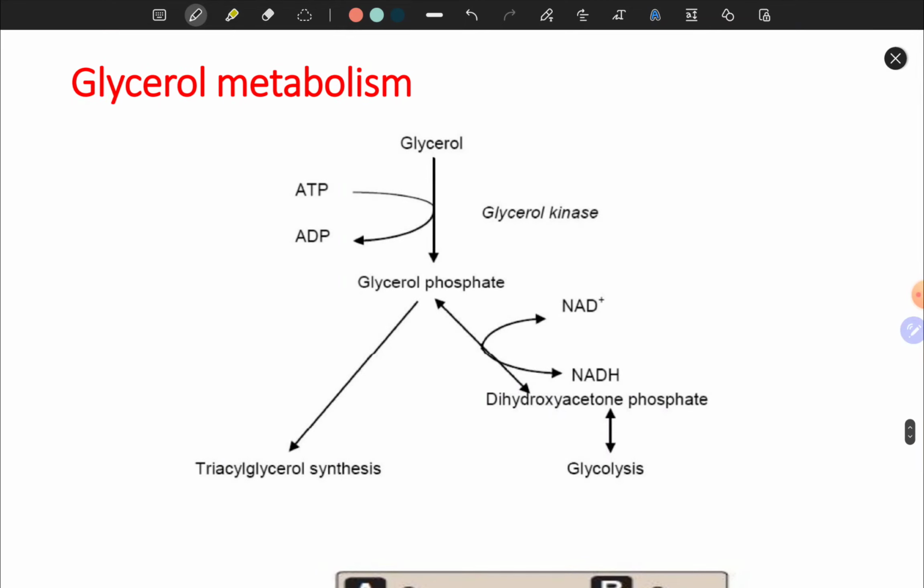Triglyceride is composed of glycerol and 3 fatty acids. Glycerol and 3 fatty acids. Where does glycerol come from? From glucose.